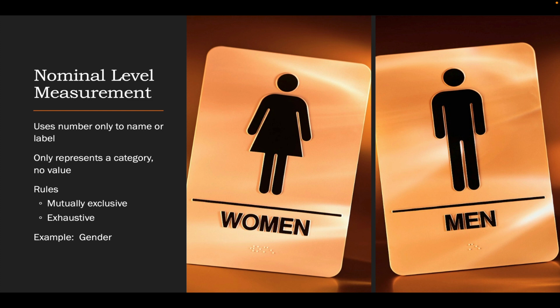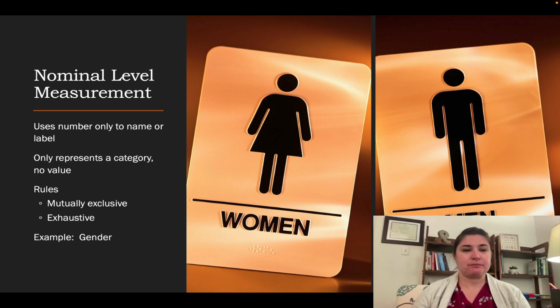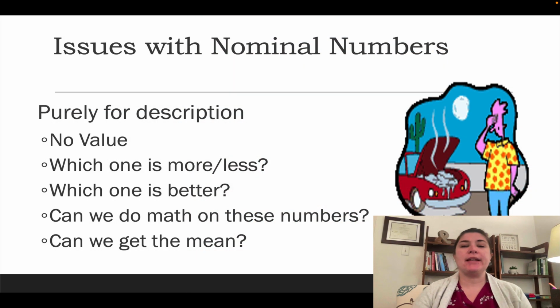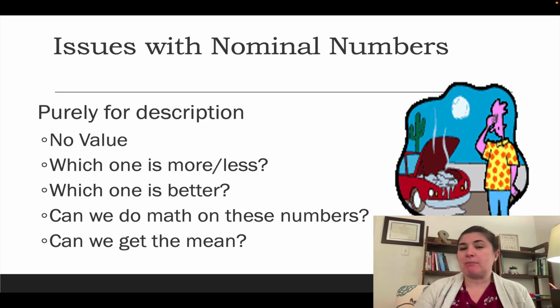An example of this are men and women, right? We label them either man or woman, they can't be both. Here are the issues with having nominal numbers. They are purely for description, they don't have any value. There's no more or less, one isn't better than the other. And we can't really do math with these numbers. And we can't really get the mean with these numbers.